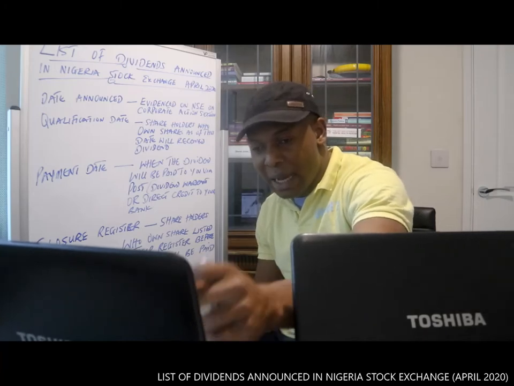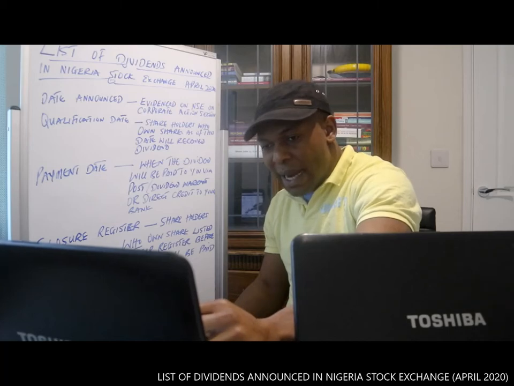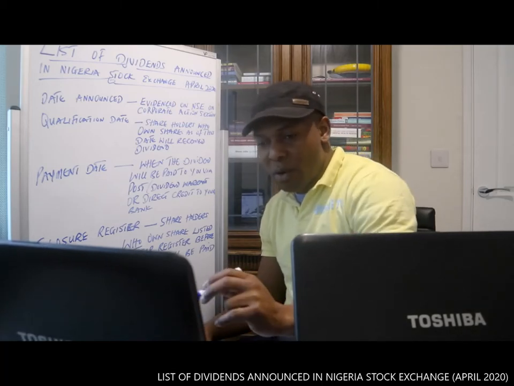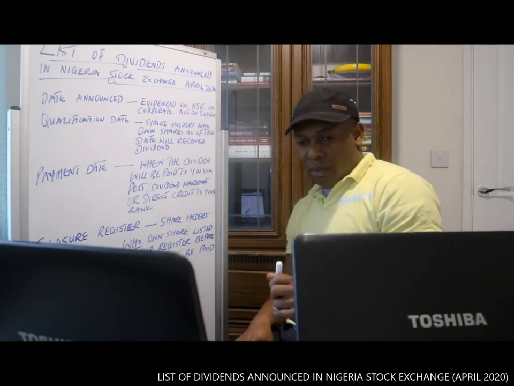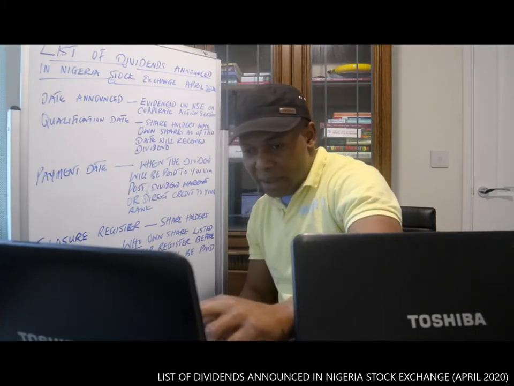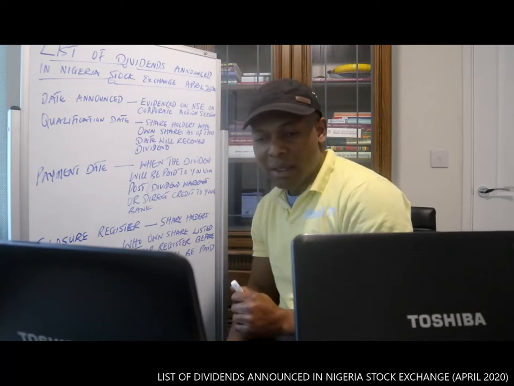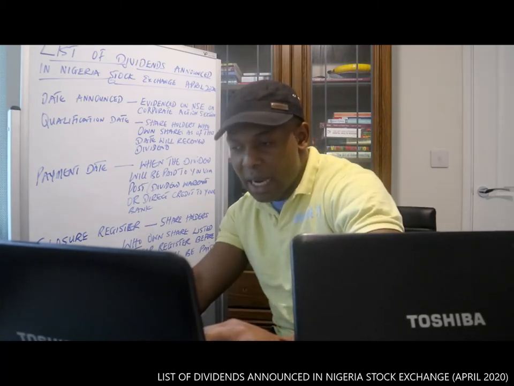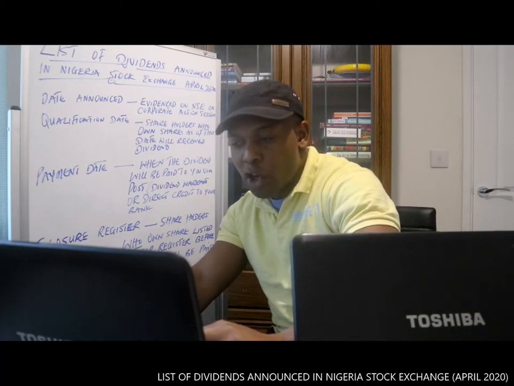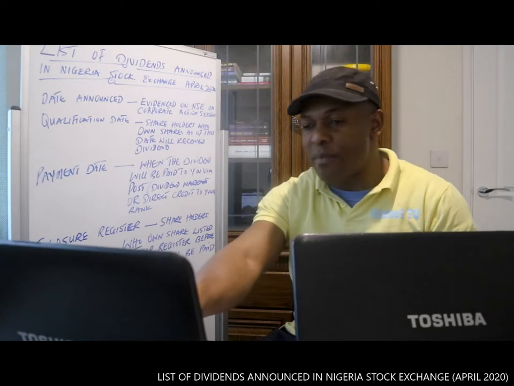Julius Berger Nigeria Limited PLC declared 22.75 kobo on the 13th March. Nigerian energy sector declared 75 naira on the 10th March. Access Bank declared 40 kobo. Okay, and Access Bank declared 40 kobo on the 6th of March.